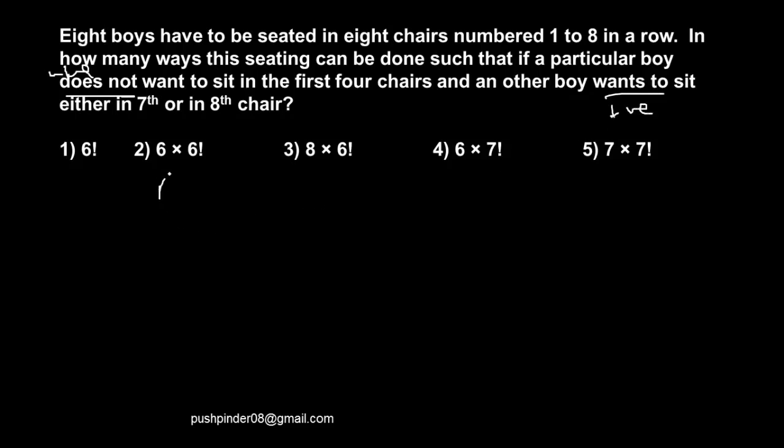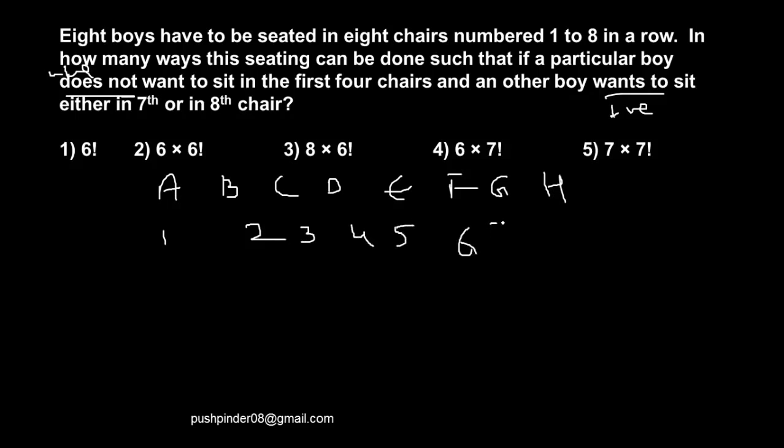So let's say there are 8 boys. Let me name them like this: A, B, C, D, E, F, G, H, right? So 1, 2, 3, 4, 5, 6, 7, 8. 8 boys, and let's say these are the 8 chairs. So 8 boys and 8 chairs. Now let's satisfy the condition for the positive case.